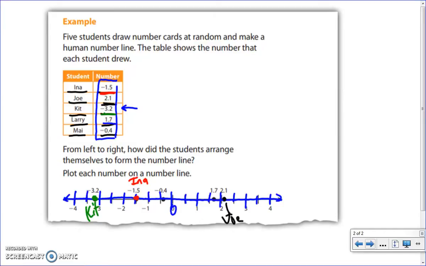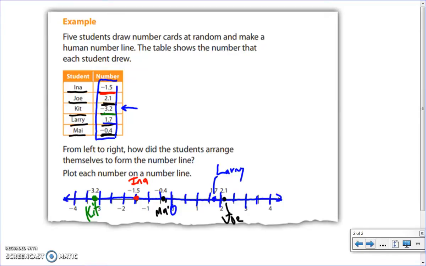And then we have Larry, who is 1.7 in the positive direction. That is a little bit bigger than 1.5 and a little smaller than 2. That's Larry. And then finally we have May, or Mai, however you'd like to pronounce that. May at -0.4. That is 0.4 or 4/10 away from 0 in the negative direction. So not even halfway to the next hole in the negative direction. So that's May.